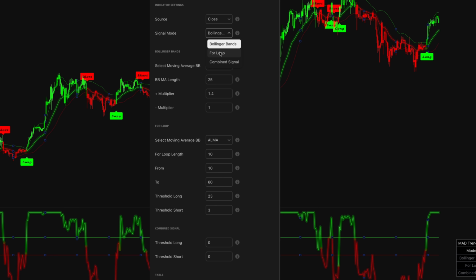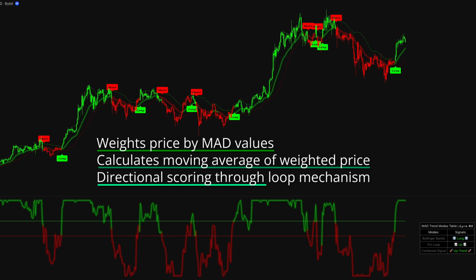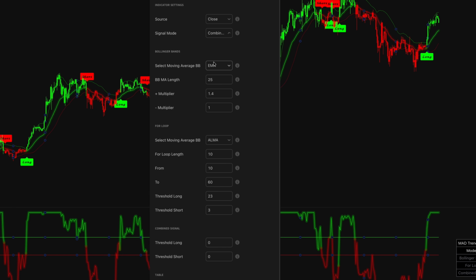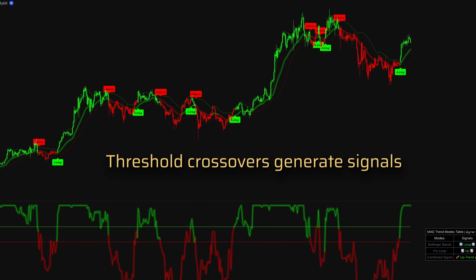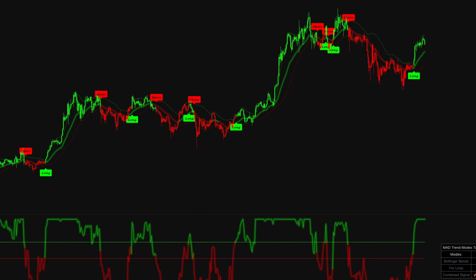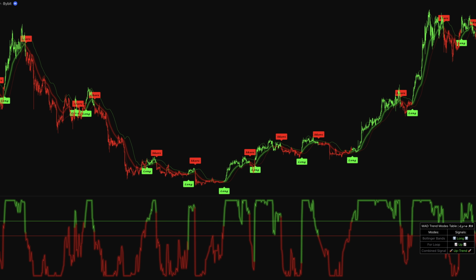The for-loop mode operates through a different mechanism. It weights the source price by MAD values, calculates a moving average of this weighted price, then runs a directional scoring loop. The combined signal mode averages the binary states from both Bollinger Band and for-loop methods. This normalized score crosses user-defined thresholds to determine final trade signals. A statistics table displays real-time signal states for all three modes simultaneously, allowing comparison of their current readings.